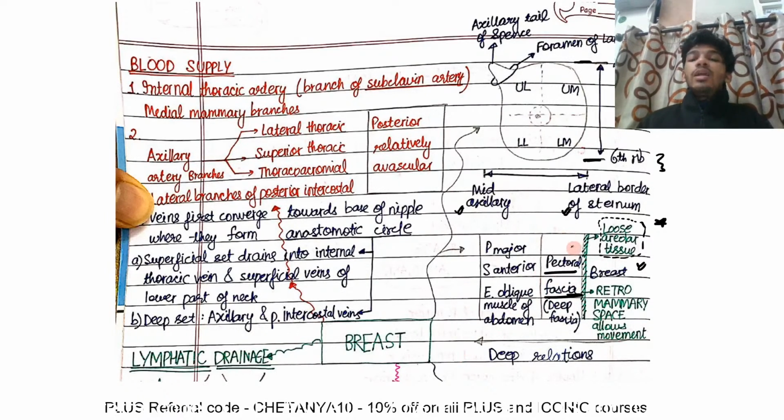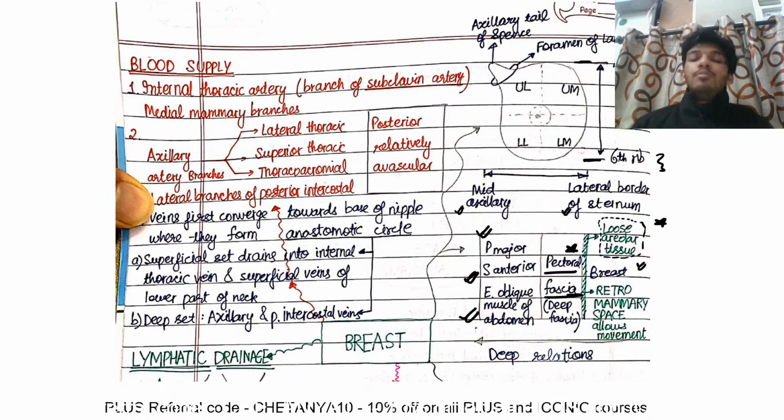which is surrounding which muscles? Pectoralis major, serratus anterior, and you will also have some part of the external oblique muscle of the abdomen. So these are the three muscles that you will find deep to the pectoral fascia: the pectoralis major mainly, then serratus anterior and external oblique muscle of the abdomen. These are the deep relations of the breast.